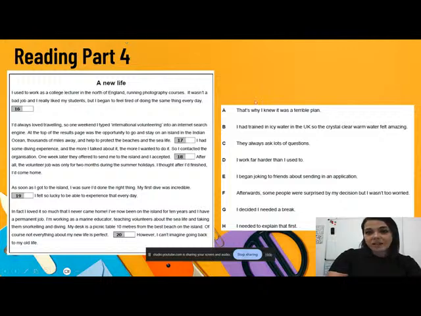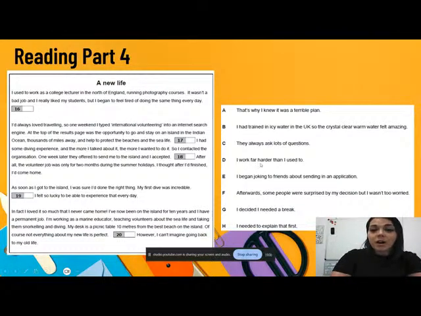Now, we can tell by a process of elimination that A, that's why I knew it was a terrible plan, is probably not a very good idea because here he hasn't mentioned a plan. There is no plan. What plan? B, he is talking about icy water in the UK. Here, he has no mention of icy water. It's unrelated. C, they always ask a lot of questions. Well, who? Here there's mention of students, but it's not directly connected to the missing sentence.